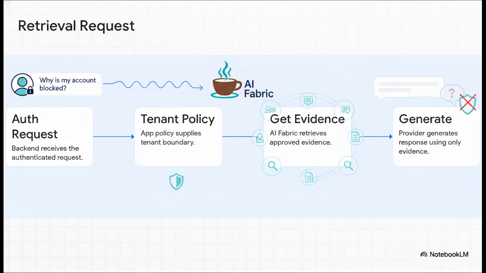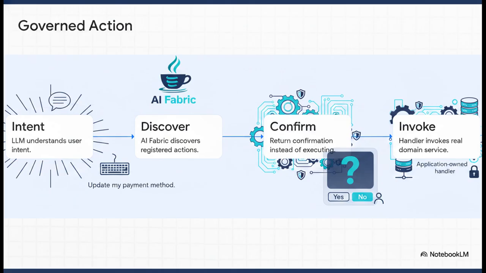Step 4, the provider takes that allowed evidence and drafts a response. The beauty here, if the evidence doesn't exist, the workflow exposes that reality. It stops the model from hallucinating some generic customer service answer. Now, let's trace a governed action, which is where things get really cool.